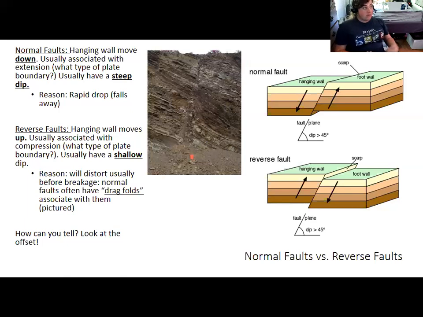So that's not really something we linger on in this lab much, but it's pretty cool to think that there are these complexities to fault movement, that sometimes you can see evidence of the rocks being distorted before they gave way to the stress and simply ruptured.